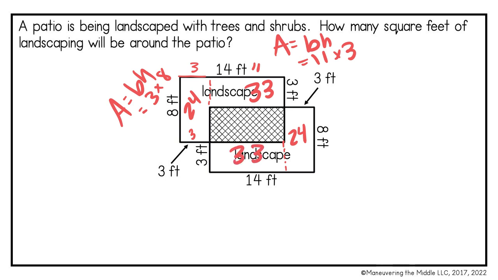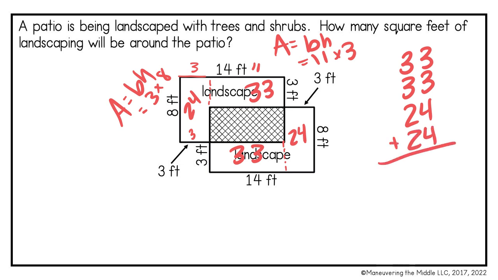So now I'm going to add all of these together. So we got 2 33s and 2 24s. I will go and show you the other way of doing it on the next one, just so you can see it if it makes sense for you. So 8, 9, 10, 11, 12, 13, 14, 6, 7, 8, 9, 10, 11. So it is 114 feet squared that will be landscaped.